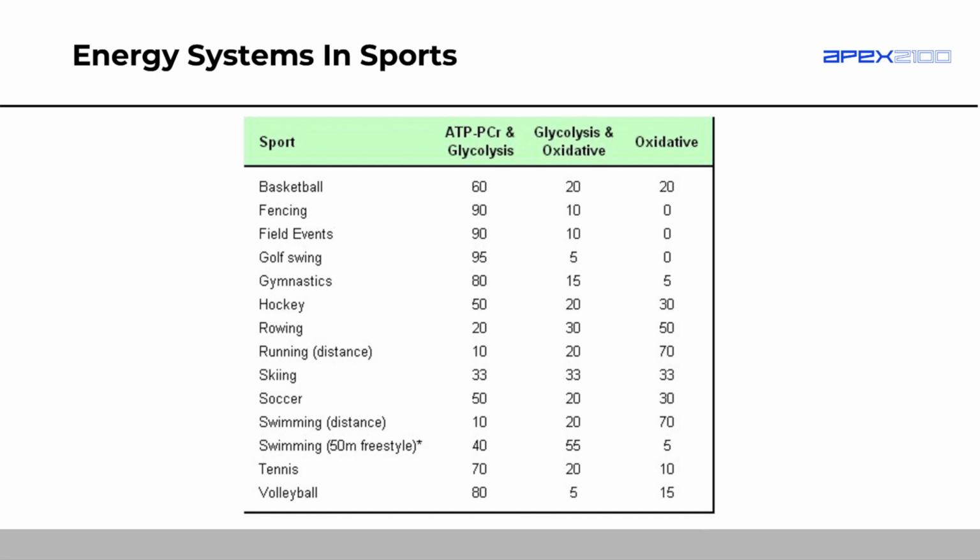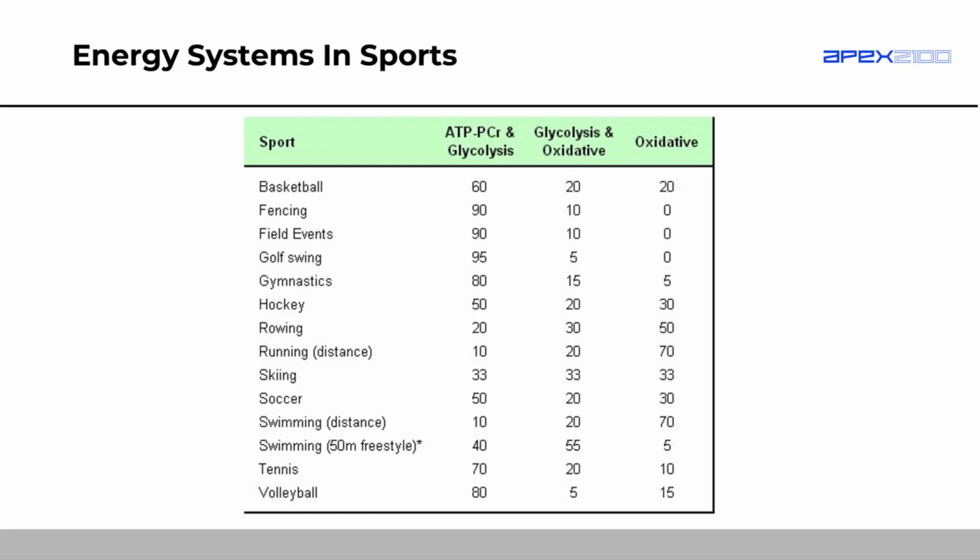For skiing, we've got an even cross between phosphagen, glycolytic and oxidative. So you can see it's got 33 for both. I'm not sure if they're referring to just daily skiing or ski racing. I think this would just be more like regular skiing for a longer duration of time.